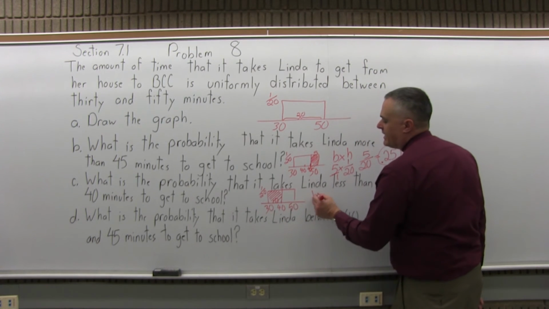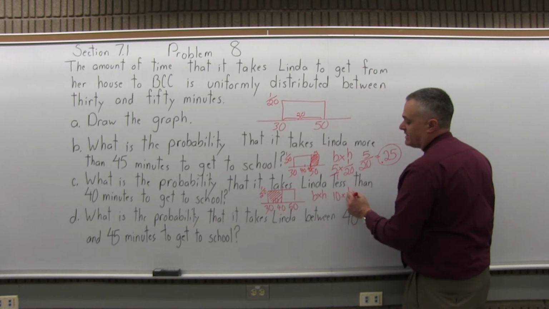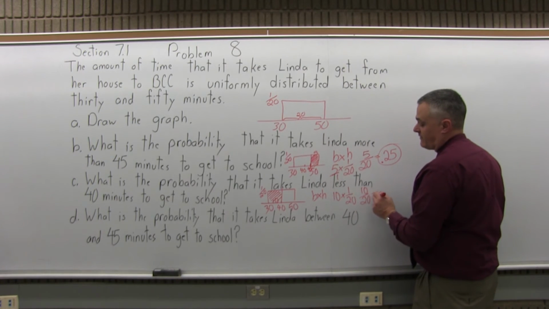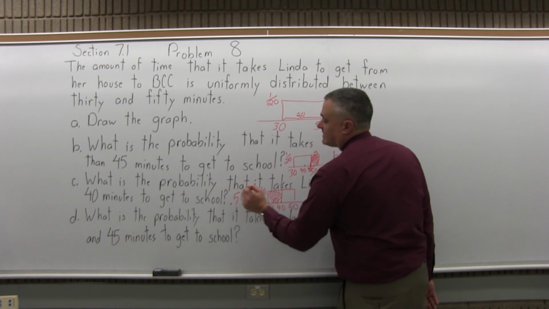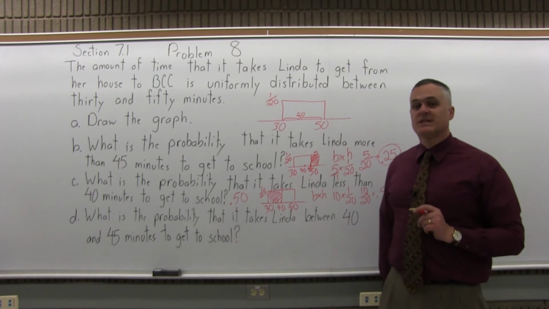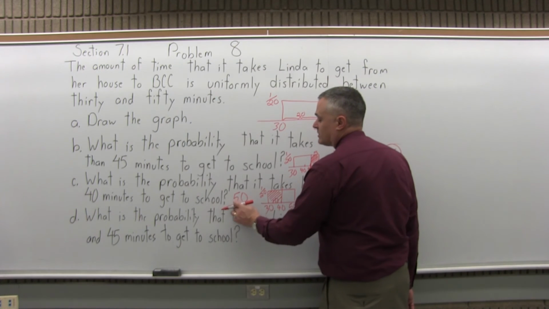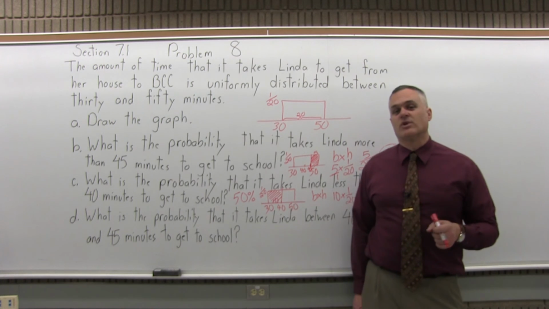So when I do base times height, the base is 10 times the height is 1 over 20. If you multiply that, it's 10 over 20, or 0.5. So what's the probability that it takes Linda less than 40 minutes to get to school? It's 0.5 or 0.50 or 50%. Let's call it 50%. It's a 50% probability that it would take her less than 40 minutes to get to school.